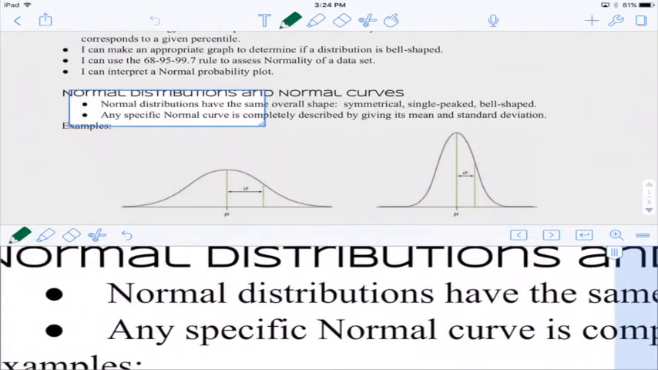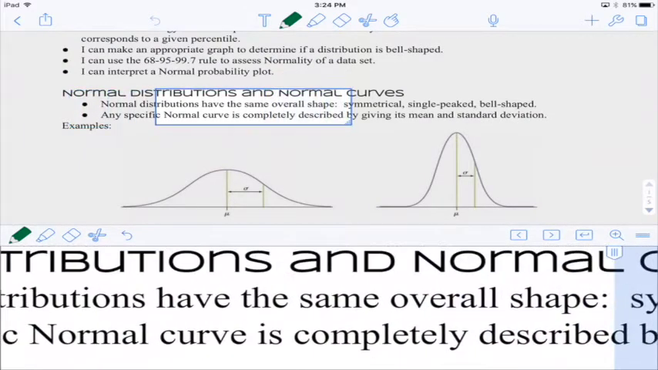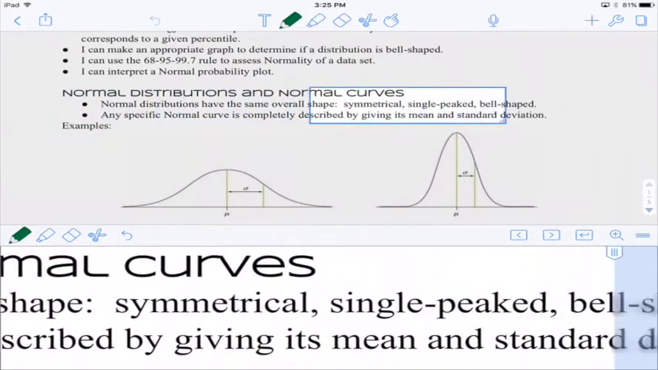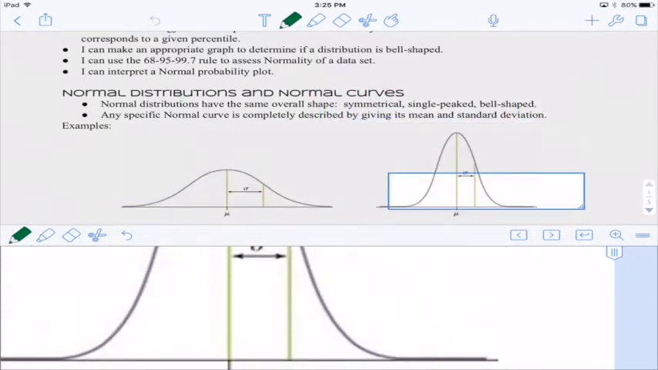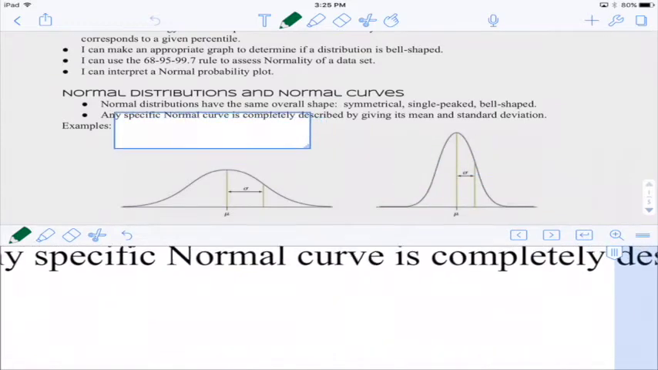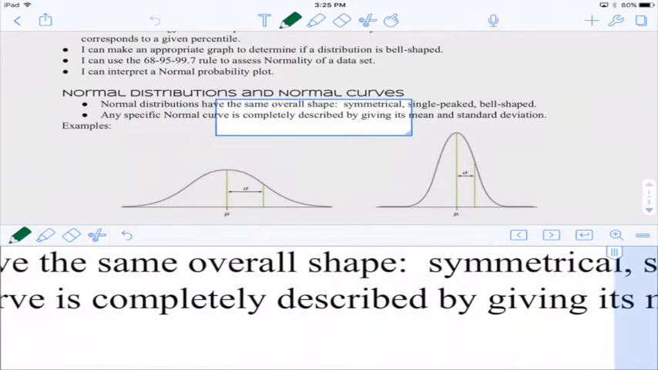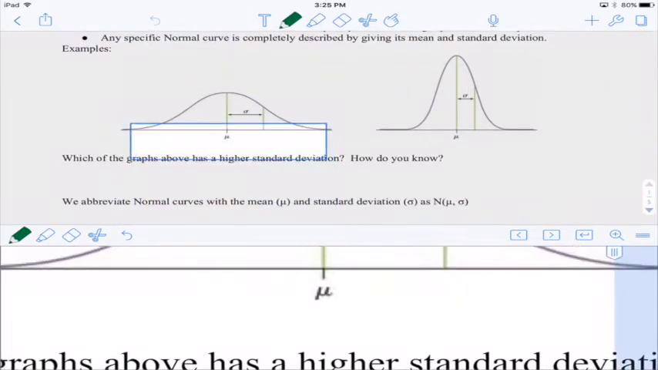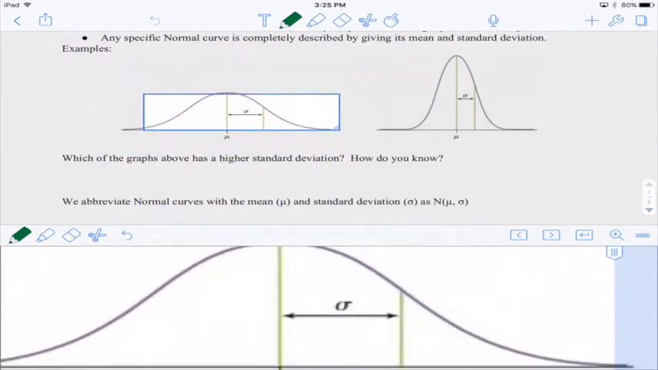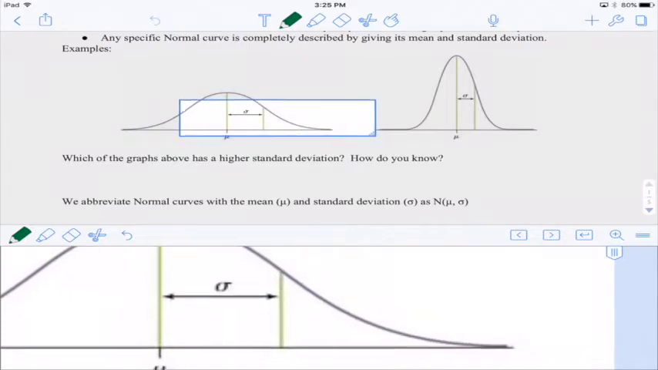A normal distribution has the same overall shape. They're symmetric, single-peaked, and bell-shaped. So these are both different normal distributions, or normal curves. Any specific normal curve is completely described by giving its mean and standard deviation. So you see how these have that same bell shape, single-peaked, and they're symmetric, okay?